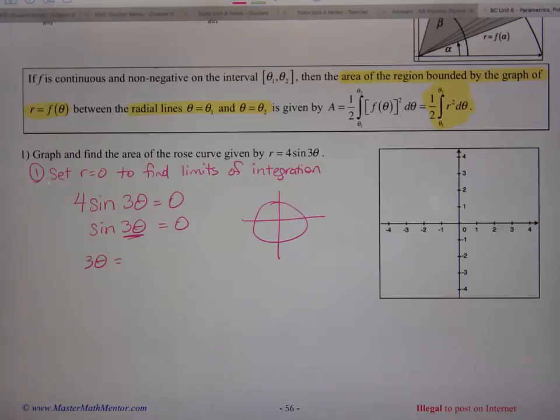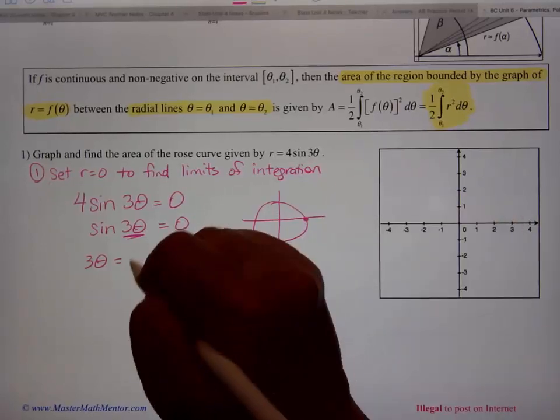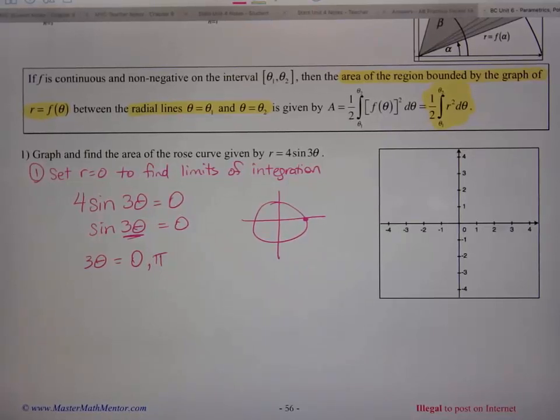At 0? Yes, sine equals 0 there. And then again at pi. Question? Where did the 4 go? I divided both sides by 4 in my head. Okay? 0 and pi. That is correct.